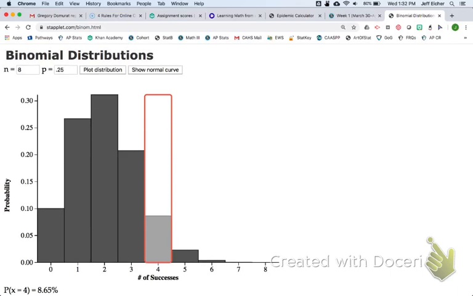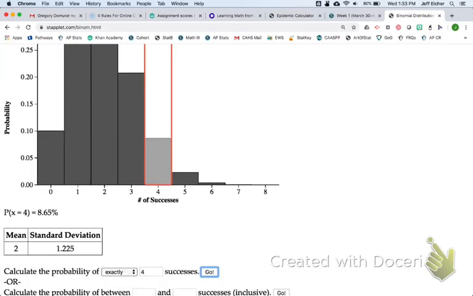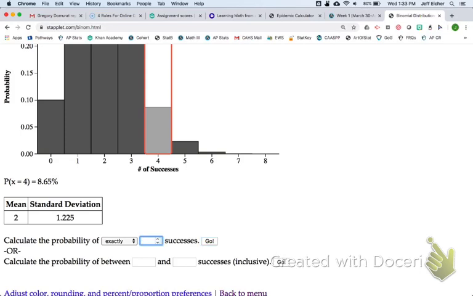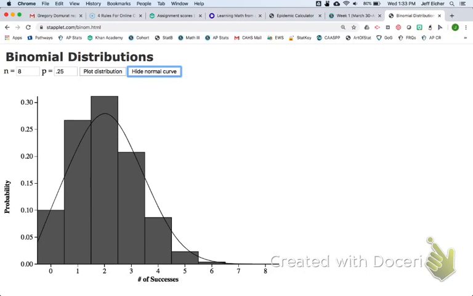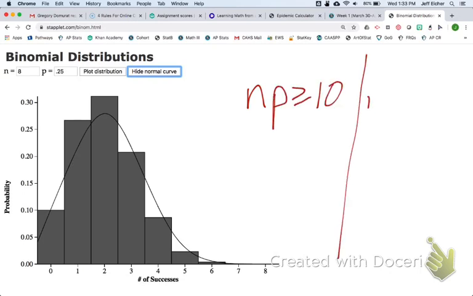So some questions you could be asked: is it appropriate to model this binomial distribution with a normal curve? Well, let me get rid of this. Plot distribution. There we go. So we'd say no. That doesn't really look nicely normal. And this basically is getting at the idea that for a binomial distribution to be nicely normal, you'd have to have n times p greater than or equal to 10, and n times 1 minus p greater than or equal to 10.